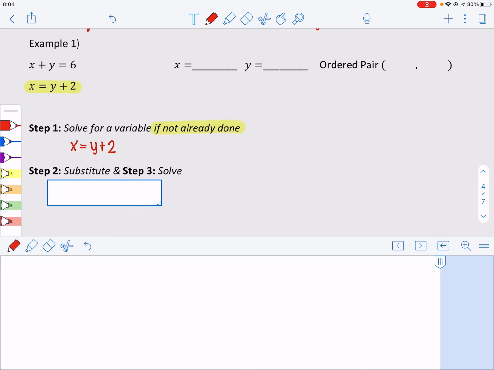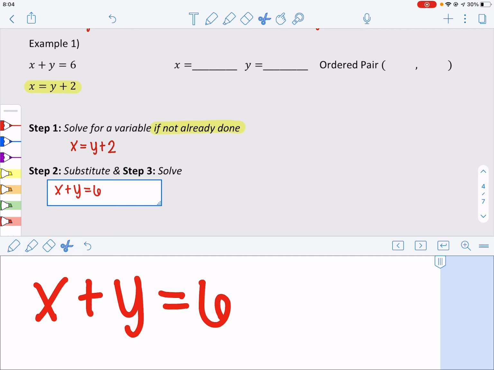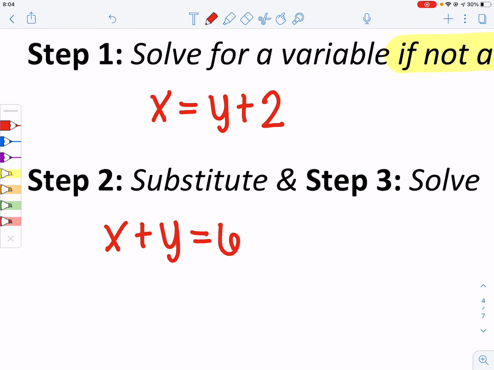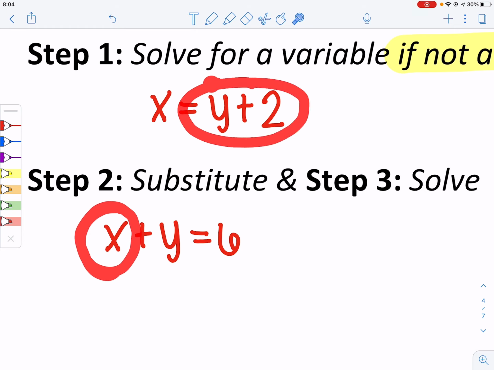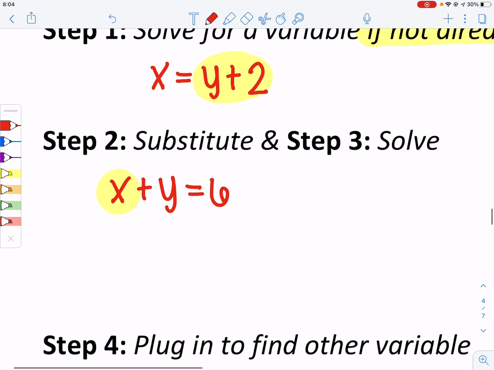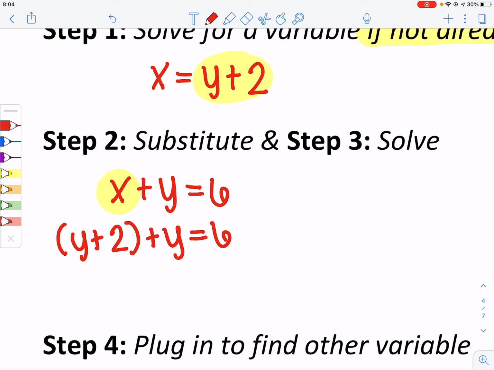Okay, so again, my first equation is x plus y equals 6. But my second equation is telling me that instead of x, I can just write y plus 2. So in place of x right here, I'm just going to put y plus 2 because my second equation is already solved for x for us. I'll kind of color code this. In place of x right here, I'm just going to plug in y plus 2, and then bring everything else down. So plus y equals 6.